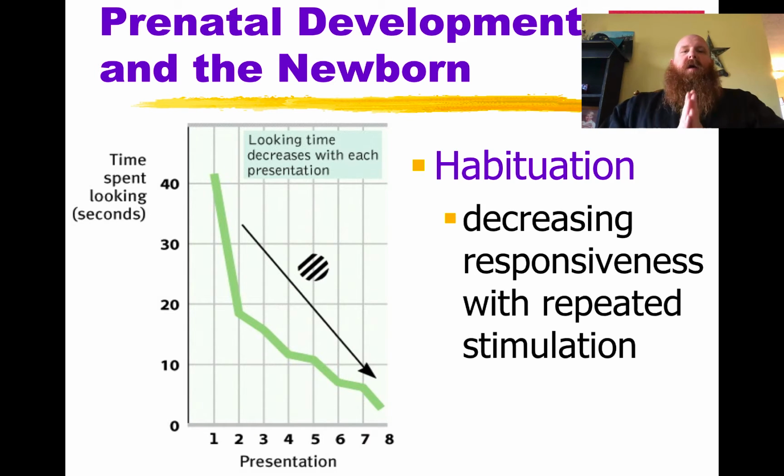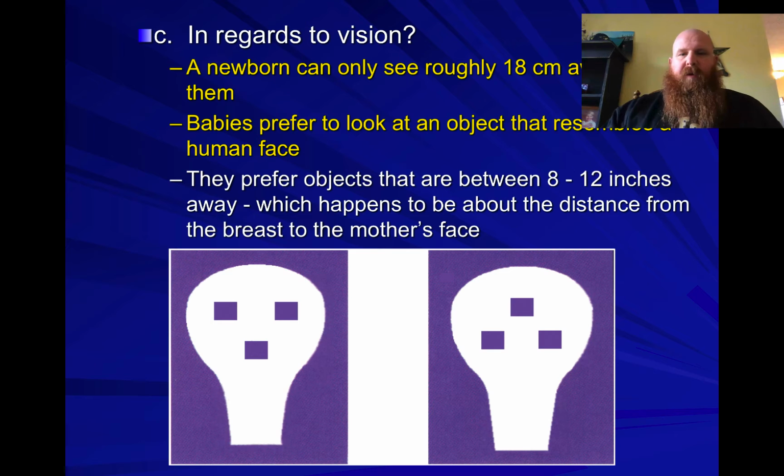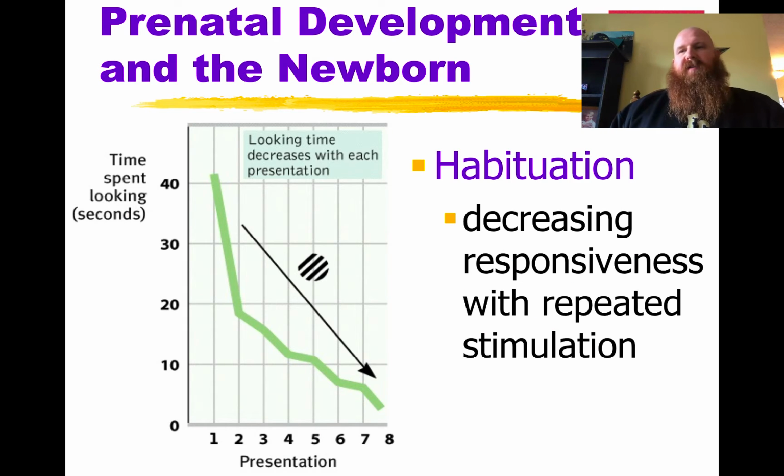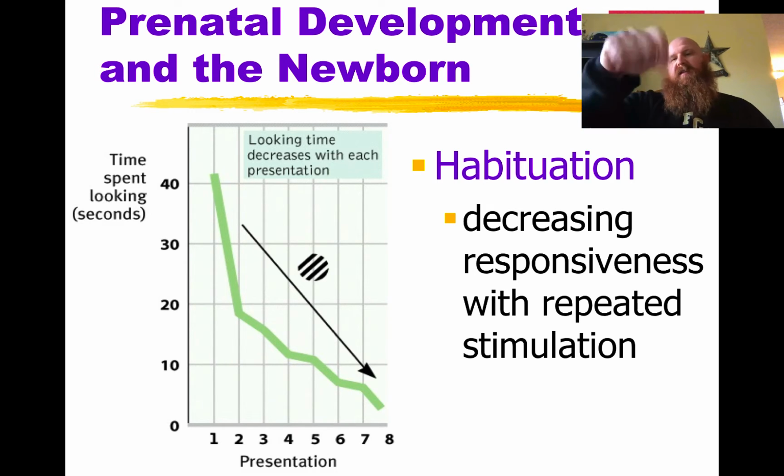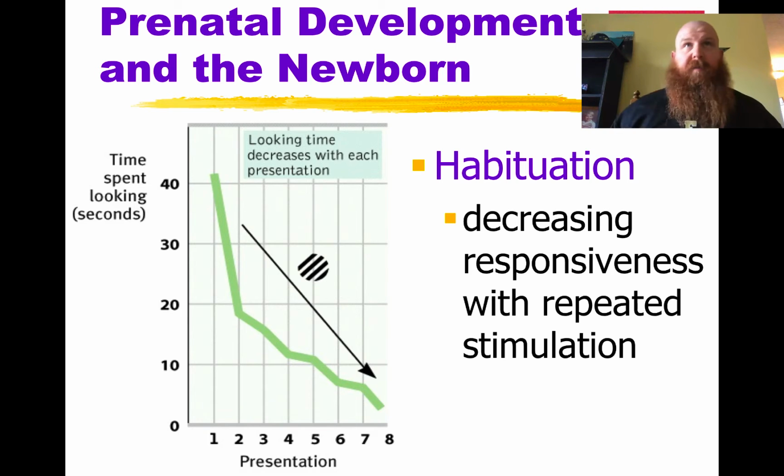Here we go. The last thing we talked about was how newborns prefer to look at things that resemble a human face. We talked about that yesterday, so I'm not going to get into it. The next thing I want to discuss is habituation, and this is a term you will need to know. Let's say you give a baby a set of keys, and you jingle them, and they stare at them and grab for them.